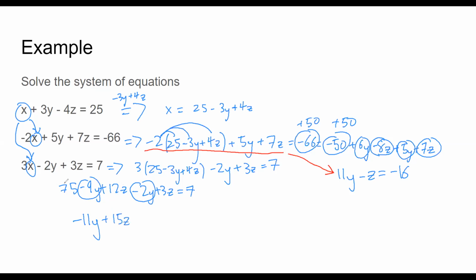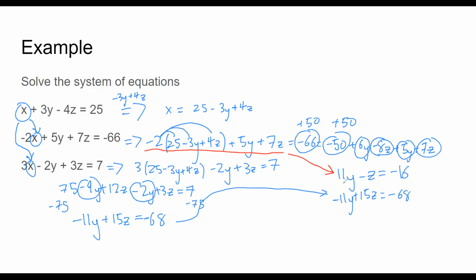We have a 75 here on the left. And then we can subtract 75 from both sides. Then we have 7, we can minus 75, and that gives us 68. Sorry, negative 68. So now let's move this equation back over here. Negative 11y plus 15z equals negative 68.